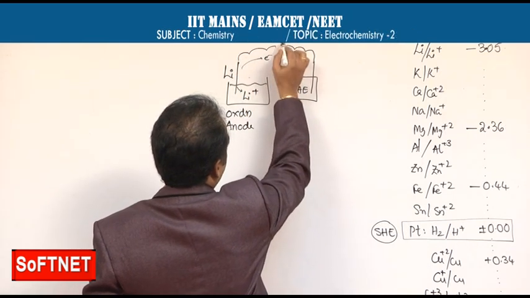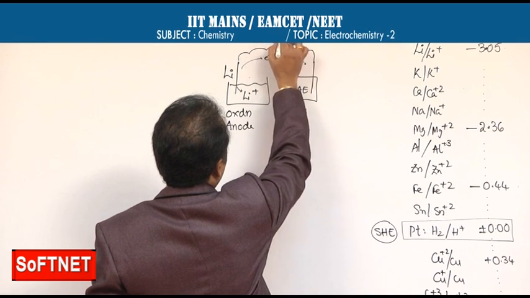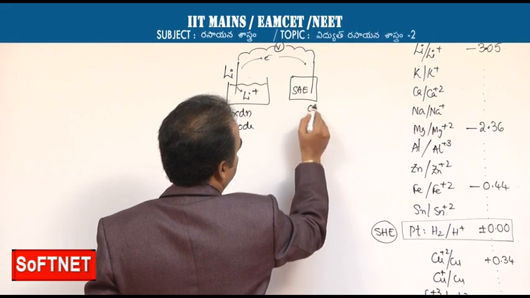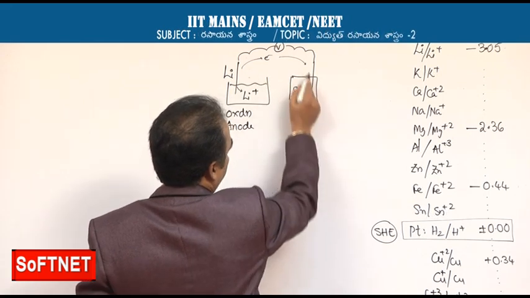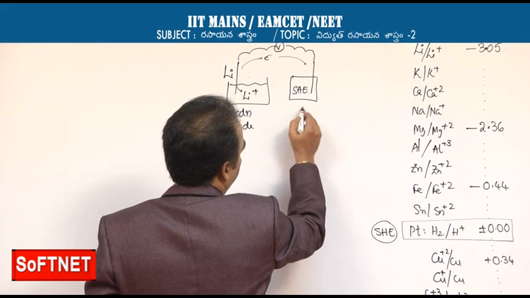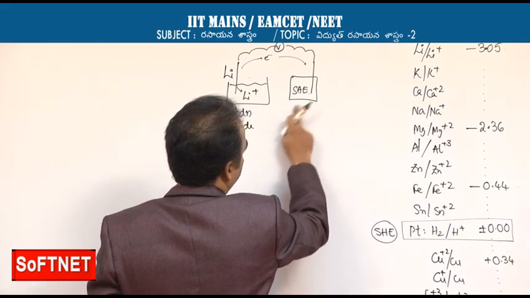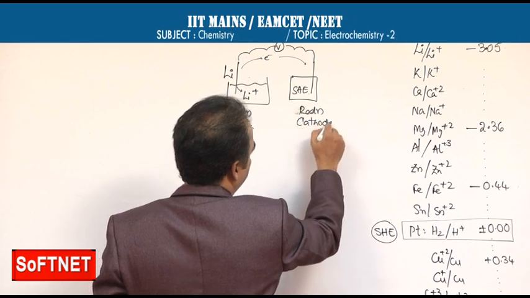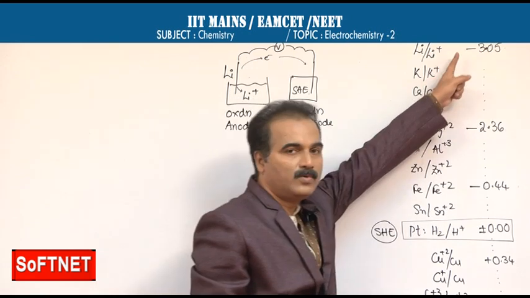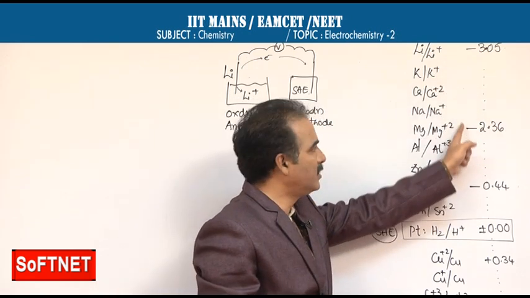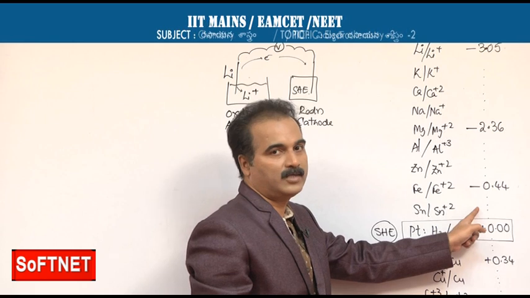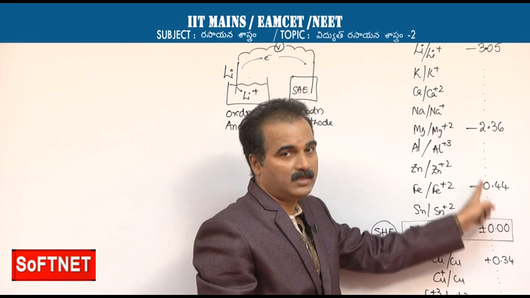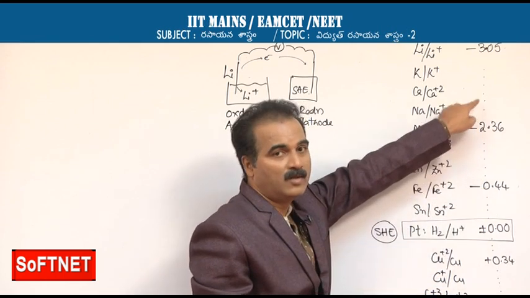So the EMF of this cell will be positive, because the SHE is taken as 0, and here the electrons are received by the hydrogen electrode, which undergoes reduction. So it is said to be acting as cathode. Any electrode whose reduction potential is negative is said to have a positive oxidation potential. Reduction potentials are negative, but oxidation potentials are positive.